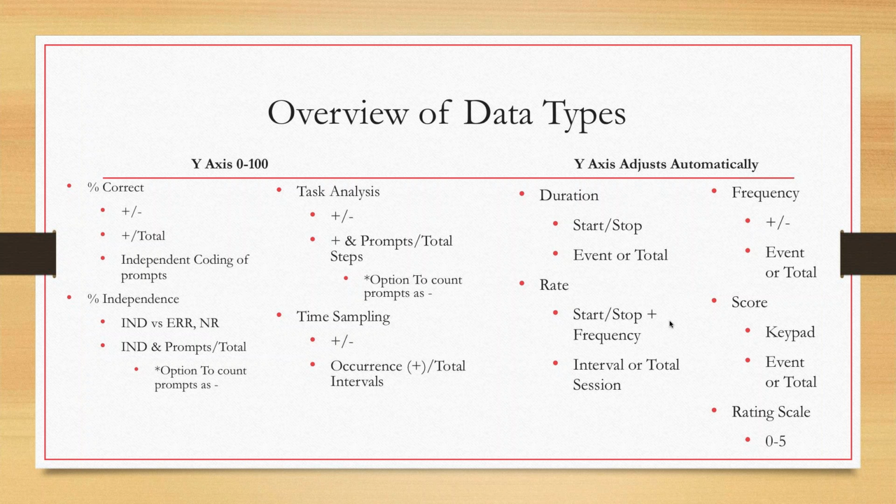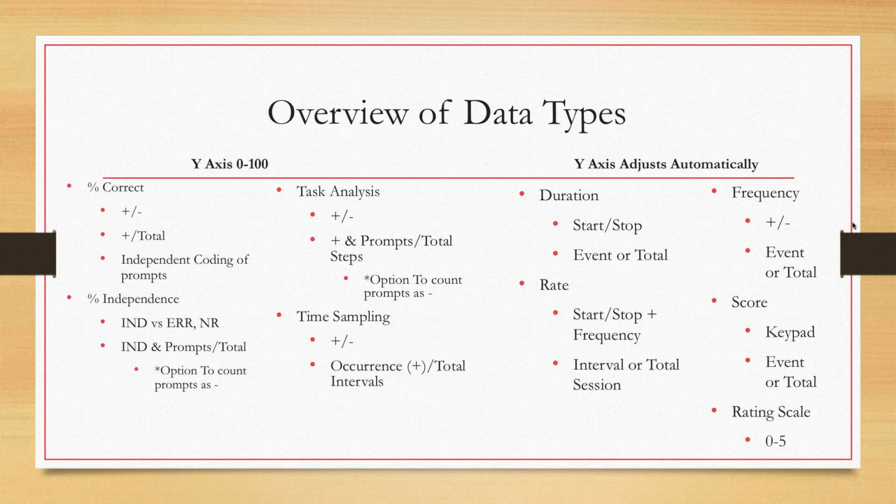Now, rate is a little more complicated, so I have some samples that I'll show you, and that's a start and stop timer, so pretty much the same as duration in that regard, and then also a frequency clicker, which is the same as that one. So pretty much just combine these into one. So this is looking at the interval or the total session. So we're looking at how many times this is occurring across the amount of time we're testing.